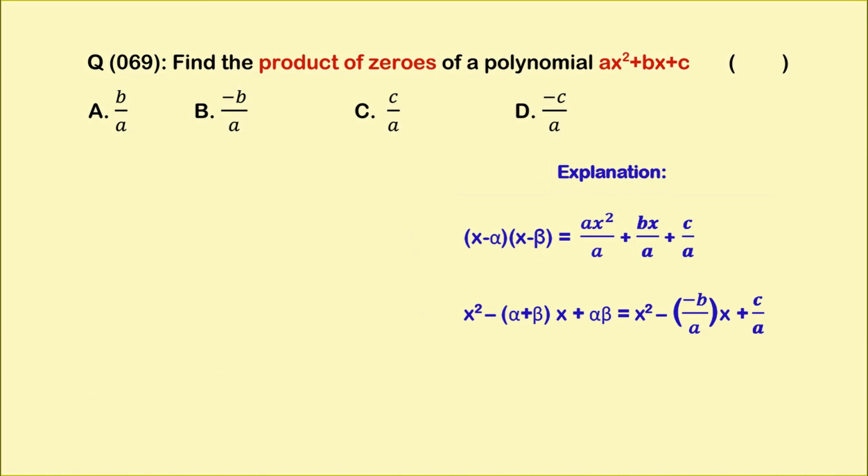Question number 69. Find the product of the zero of the polynomial ax square plus bx plus c. As you can see in the last question, the product of the roots alpha beta is nothing but c by a. So the right answer is c by a.